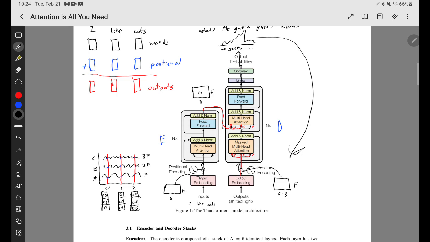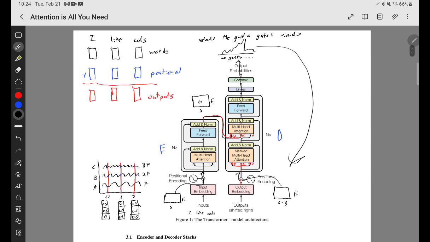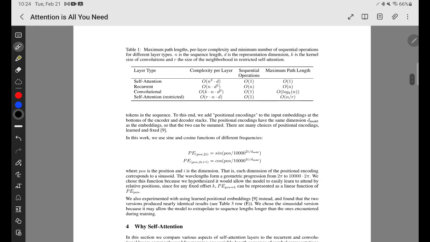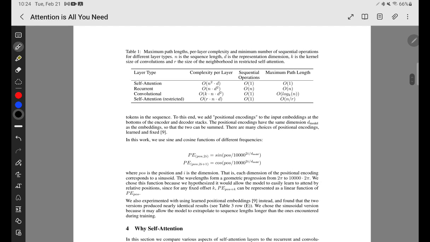They do a lot of really cool things in this paper, and that's one of them, along with the positional encodings and just the attention mechanism in general. It's all really cool. And that's how the encoder-decoder works. Finally, I want to get into one of the problems with attention and some of the results.